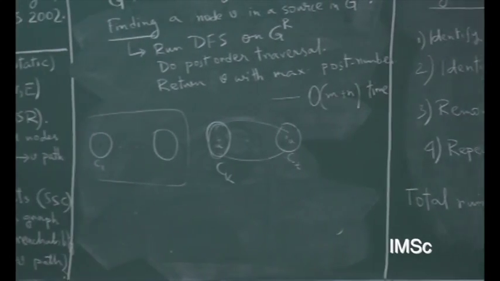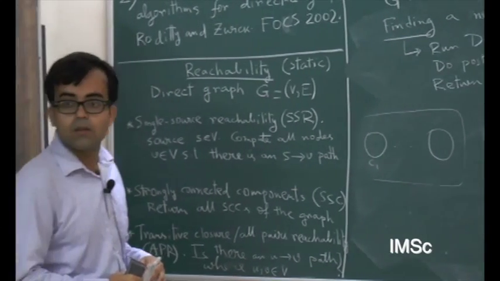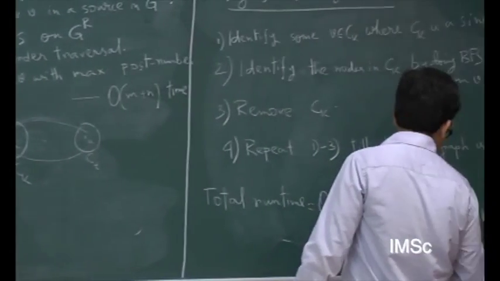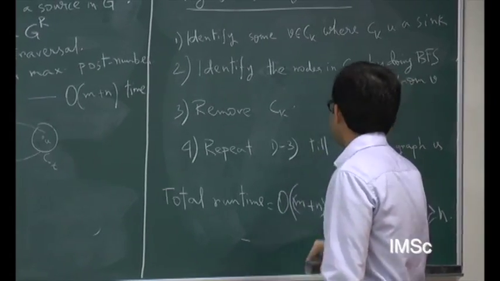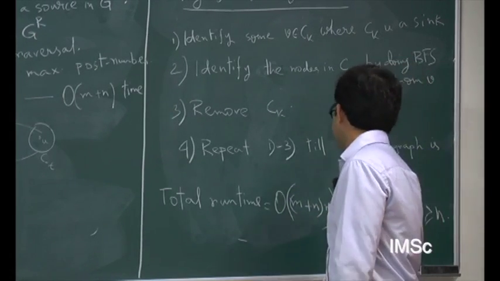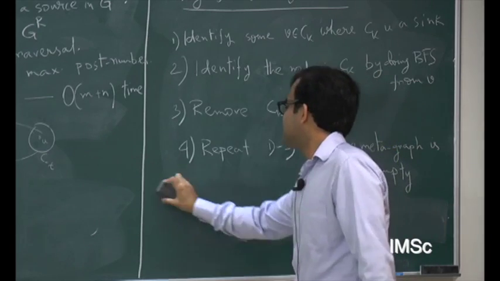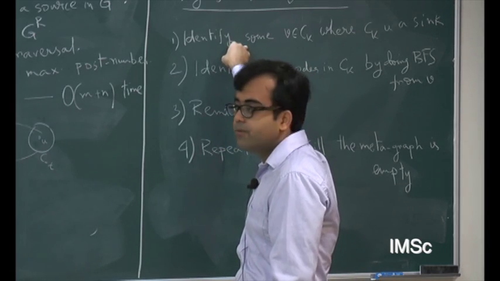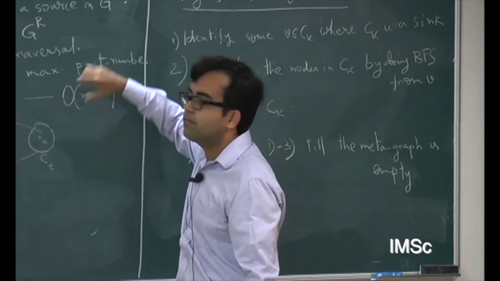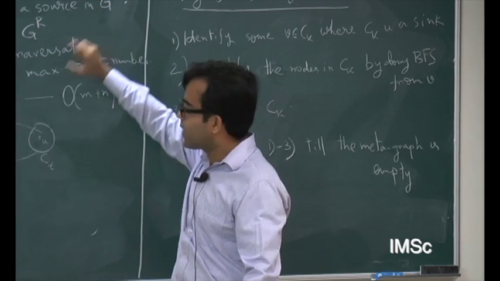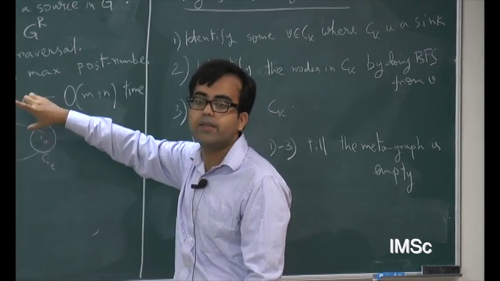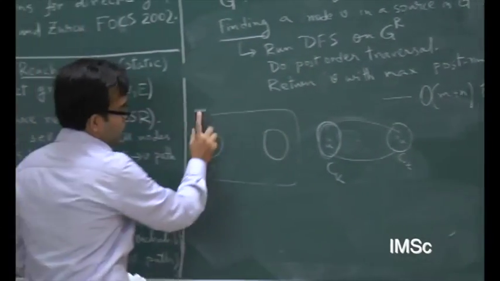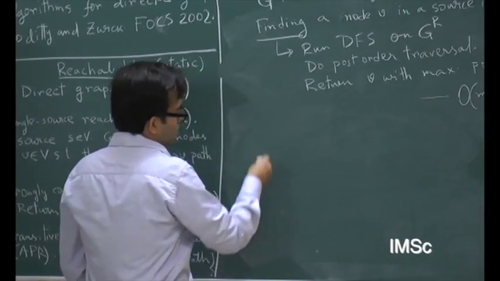Sorry? Oh, sorry. What I said was wrong. Silly mistake. For doing this, what you do is you just run this algorithm in the beginning. Just calculate all the post numbers. You don't have to run it again. So the idea is, that was a silly mistake, I should not have said this thing. The idea is this.